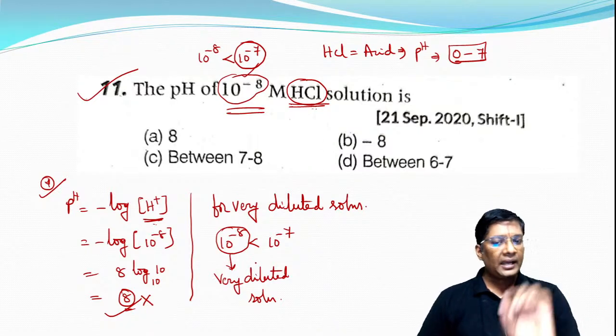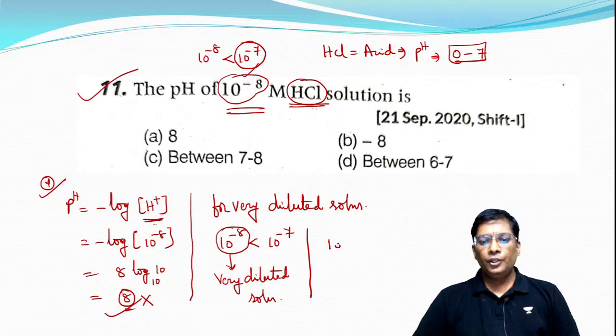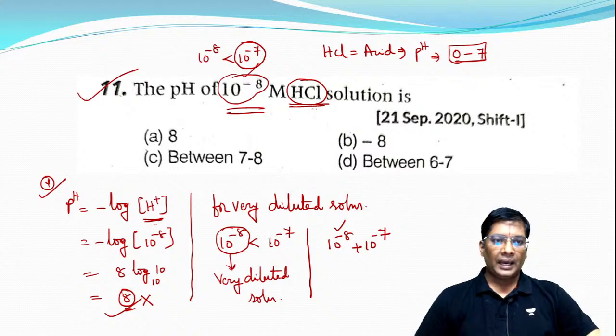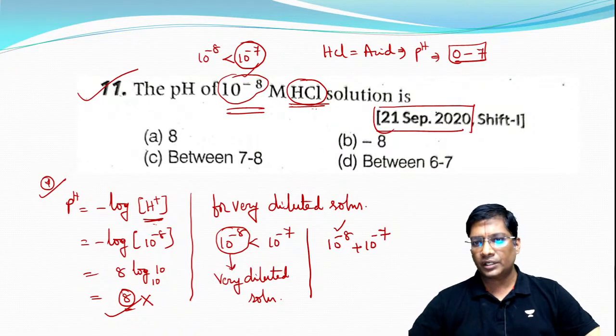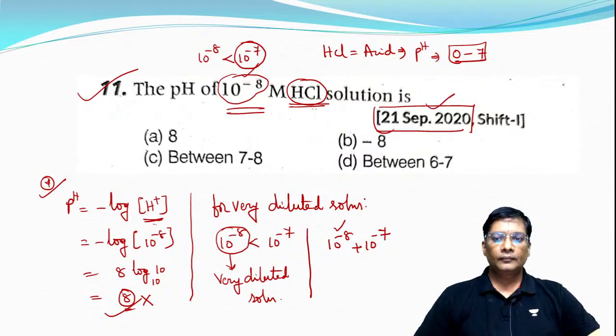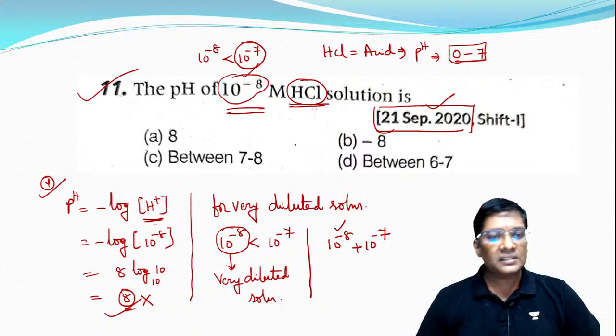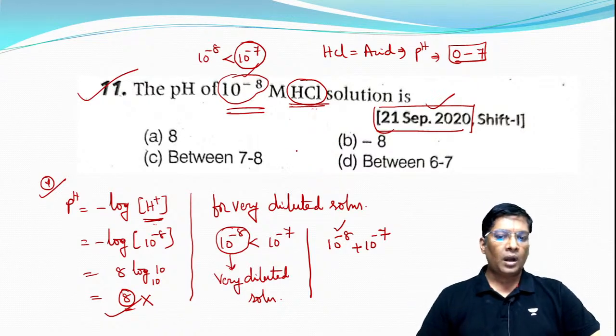For very dilute solutions, you need to add 10 to the power of minus 7 to the given concentration. That is a most important concept in the chemical equilibrium chapter. In acids and bases in the chemical equilibrium chapter, this is very important. It already came in the 2020 September 21 paper. So it is a very important question. You have to add 10 power minus 7, so it is 10 power minus 8 plus 10 power minus 7. With the help of the options you can easily give the correct answer, or otherwise by doing the problem also.